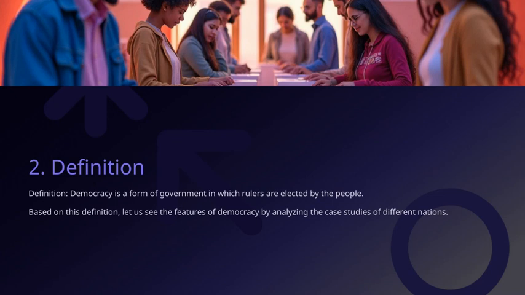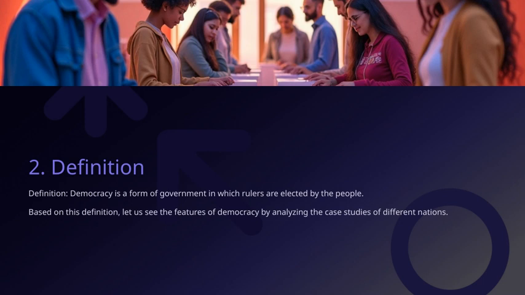Let's start by understanding what democracy truly means. Essentially, democracy is a form of government where the rulers are elected by the people. This simple definition highlights the core principle that power resides with the citizens, giving them a voice in how the country is run. Now, based on this idea, we can explore the key features that characterize democratic systems.